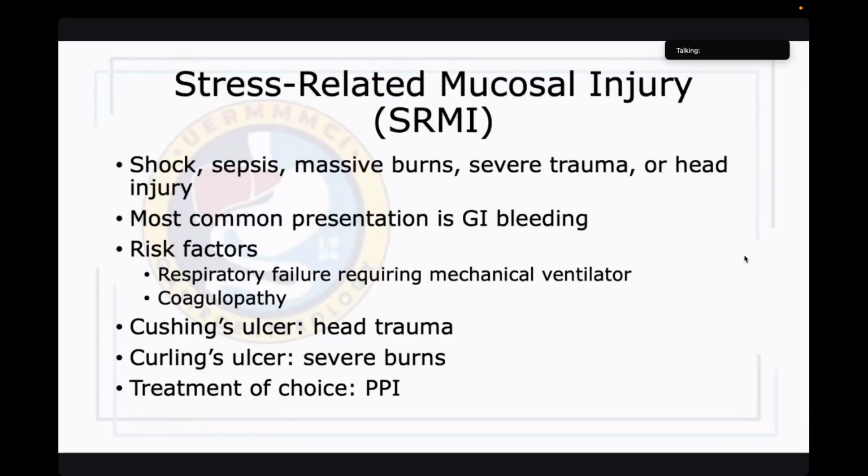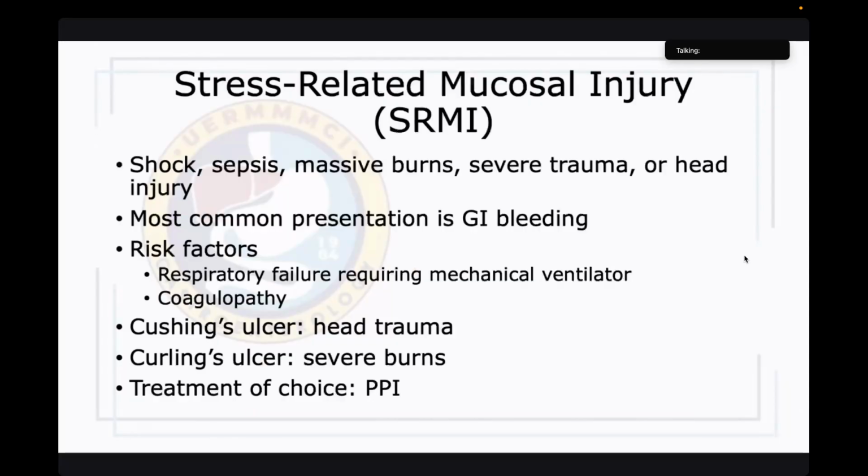Respiratory failure requiring mechanical ventilation and underlying coagulopathy are risk factors for bleeding, which tends to occur 48 to 72 hours after the acute injury or the insult. We have special types of stress-related mucosal injury. We have Cushing's ulcer for those with head trauma and Curling's ulcer for those with severe burns.